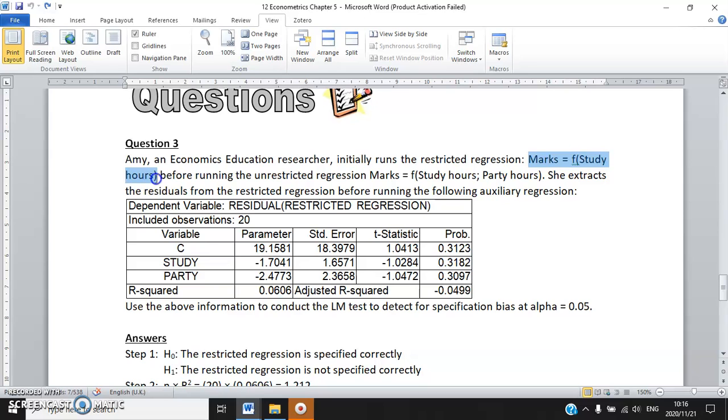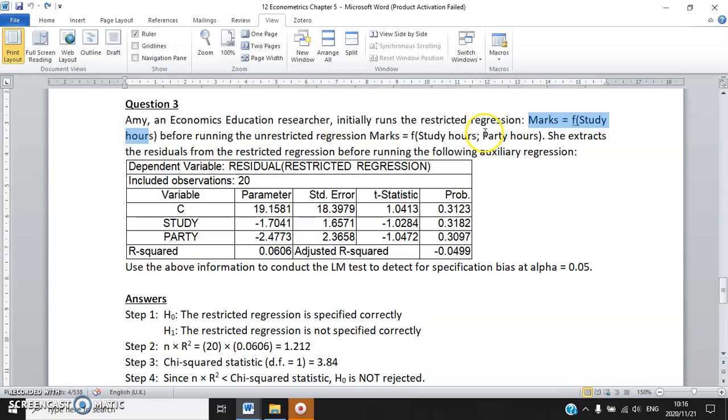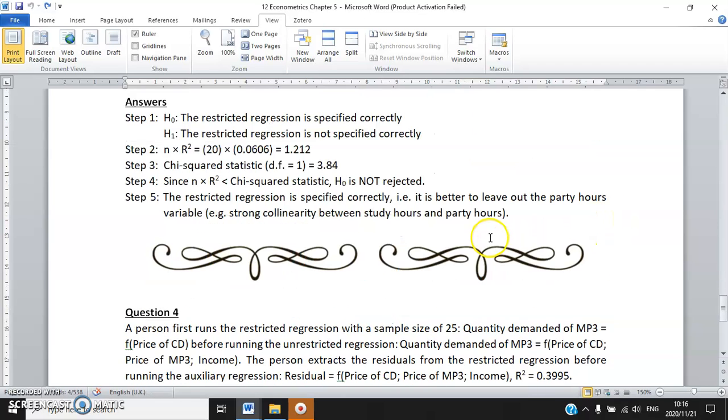So it means this regression is fine. Maybe the argument is that if I include party hours, it is too strongly correlated with study hours, because usually those who study longer hours will spend fewer hours partying. So if I run this as an unrestricted multivariate regression, there is imperfect collinearity present. So maybe the restricted regression, which takes out the party hours variable, would really be better.